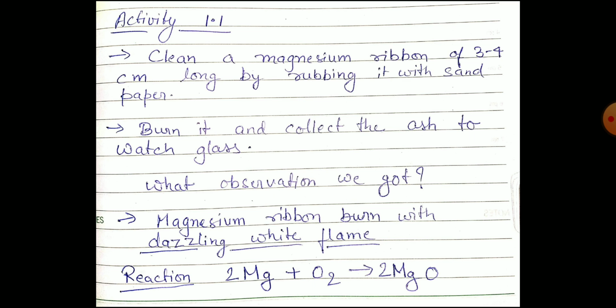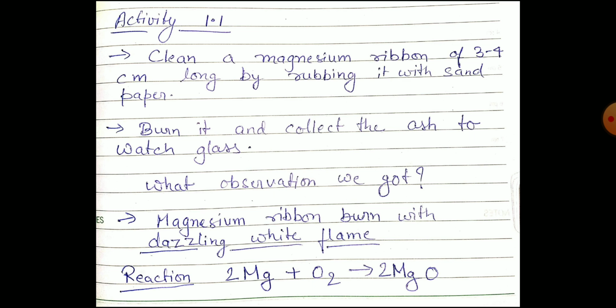The reaction that takes place is that magnesium burns in the presence of oxygen and gives magnesium oxide. So in this activity, we see that the magnesium burns with a dazzling flame and forms magnesium oxide. And this magnesium oxide is a metal oxide, and metal oxides are basic in nature. We will read about this in the next chapter, that is acids, bases and salts. So that's all for now.